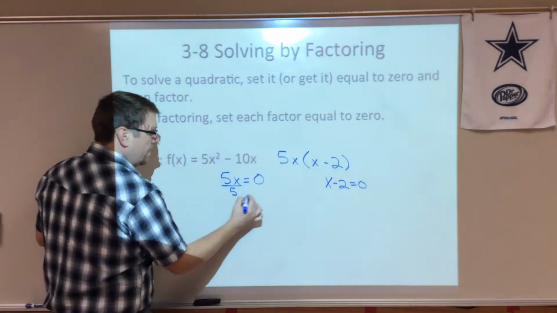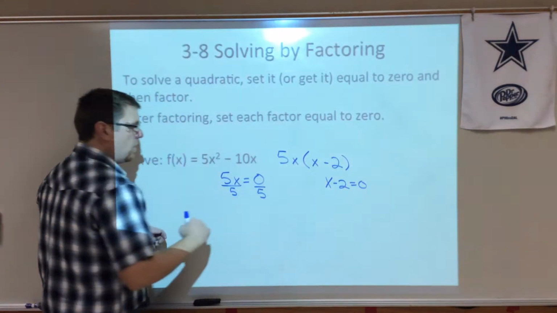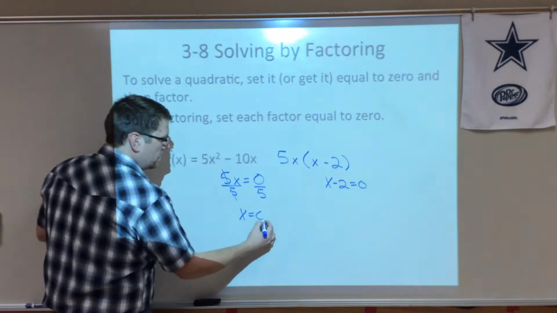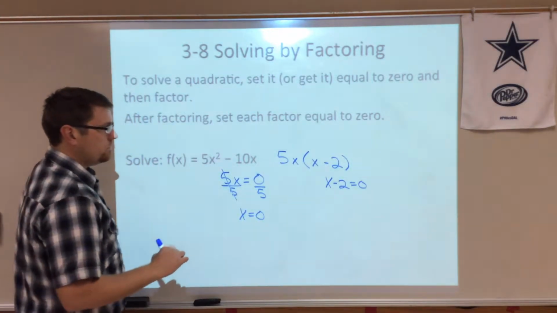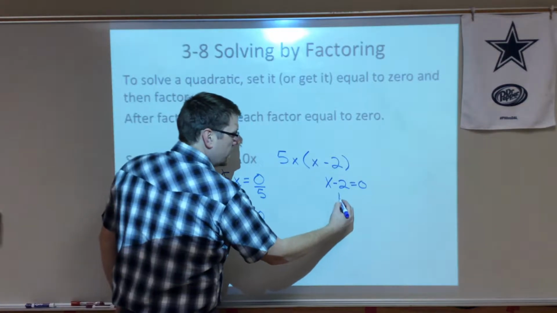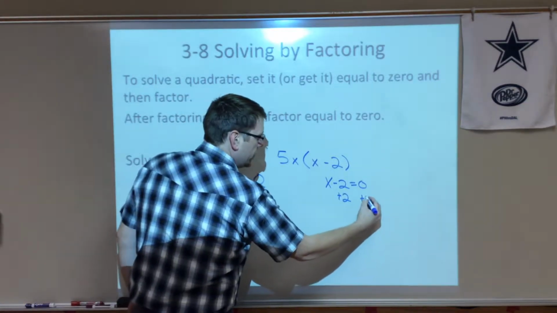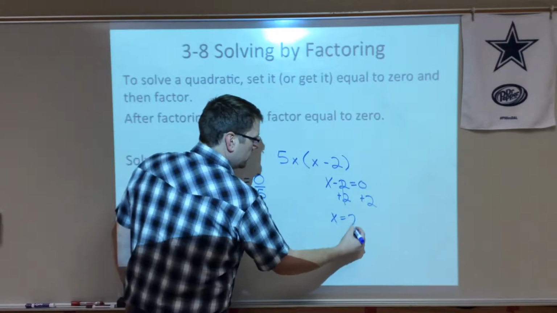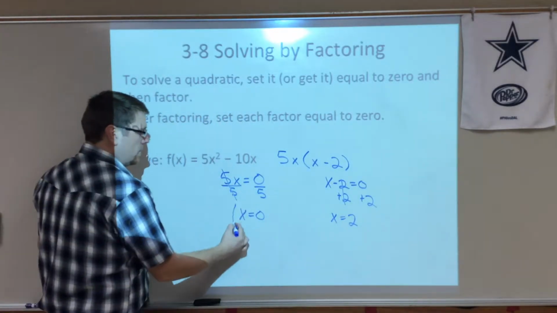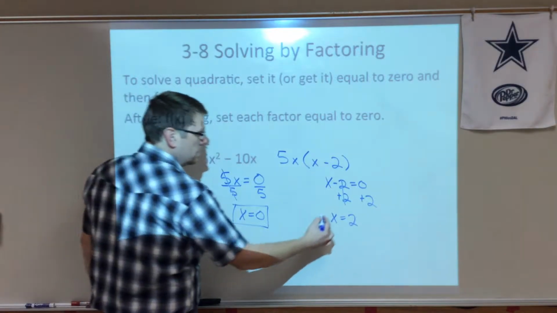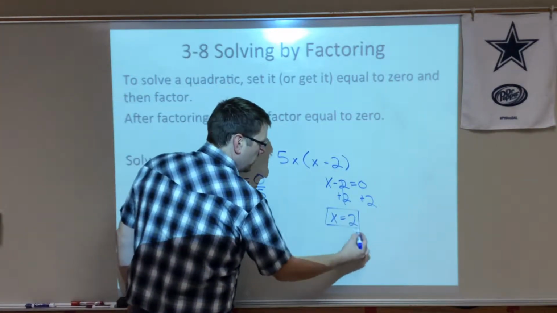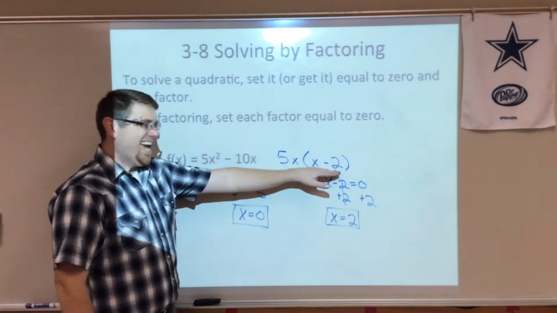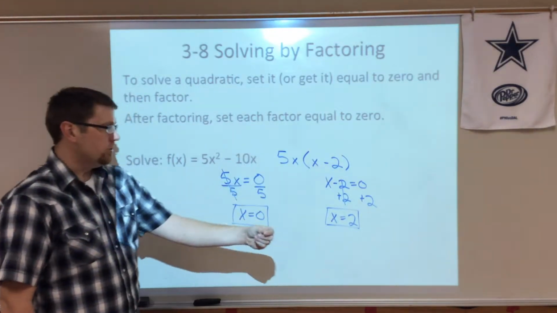So I divide by 5 to solve this one, and I find that x equals 0. Here, one step problem, I'm going to add 2 to both sides, and I get x equals positive 2. So 0 and 2 are my solutions. 5x and x minus 2 are my factors.